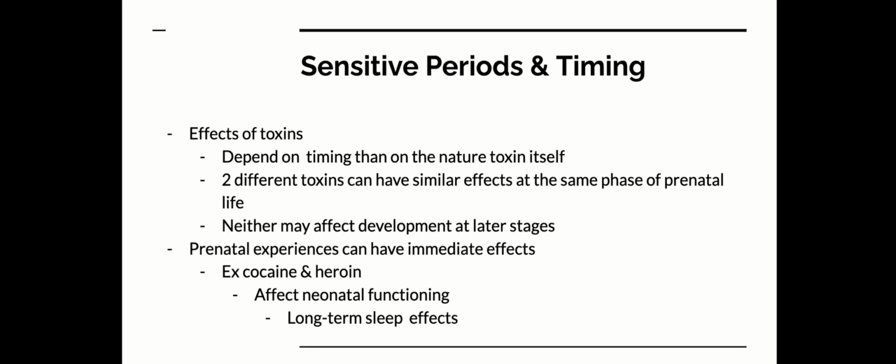Therefore, the effects of toxins depend on the timing rather than the nature of the toxin itself. Two different toxins can have similar effects at the same phase of prenatal life, and neither may have any effect at a later stage. Prenatal experiences can have immediate effects. For example, cocaine and heroin affect neonatal functioning and have long-term sleep effects.